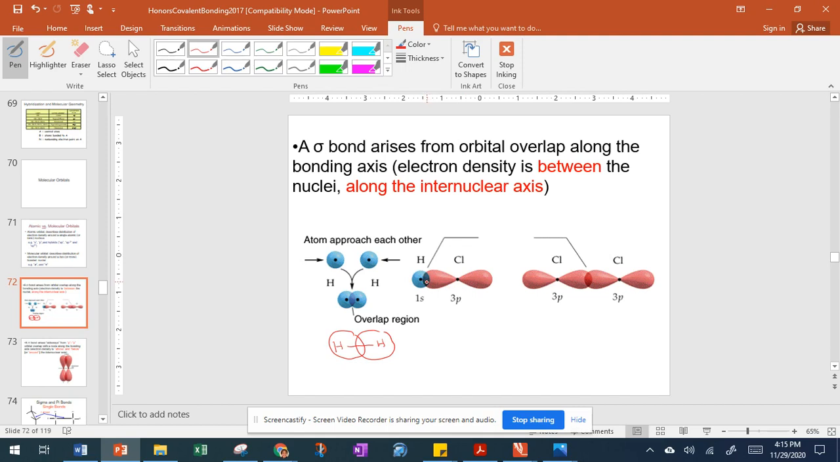Here we have hydrogen and chlorine, hydrogen chloride. Again, we have a sigma bond here. The electron density is just between the hydrogen atom and the chlorine atom. Same thing with diatomic chlorine. We have electron density just between the two chlorine atoms, so along the internuclear axis. So imagine an axis along here. Electron density is just around that.